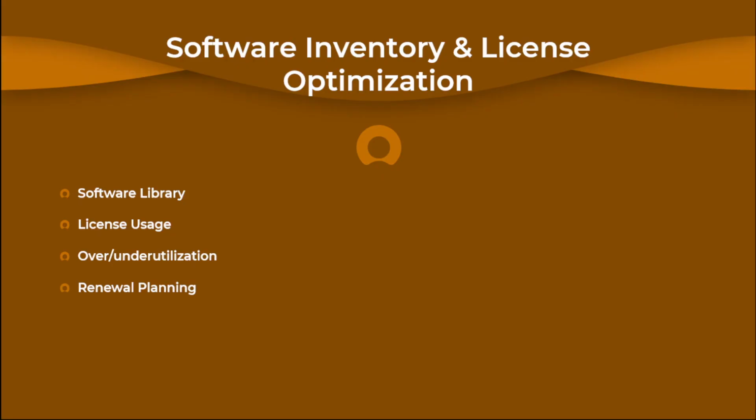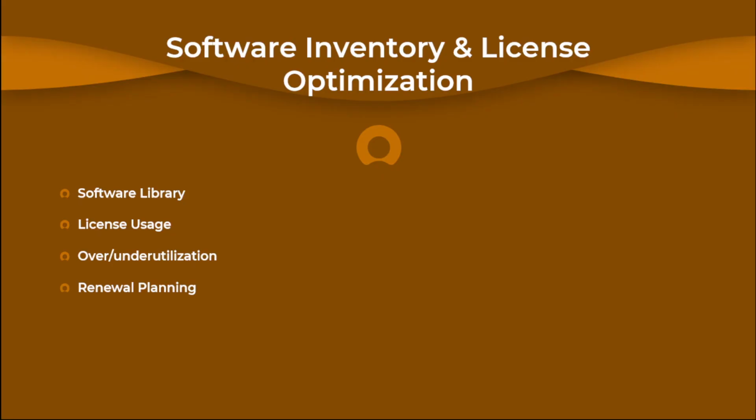Software inventory and license optimization. Now let's move to the next key area, inventory and optimization. ServiceNow SAM gives you a complete software library listing all titles, versions, and publishers in use. Using this centralized inventory, you can monitor actual license usage across departments or business units, identify over licensed or underutilized software, saving money by reallocating or retiring unused licenses.